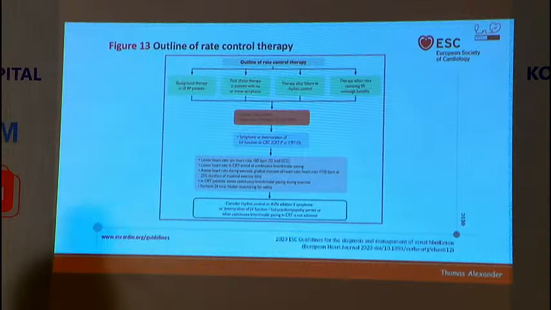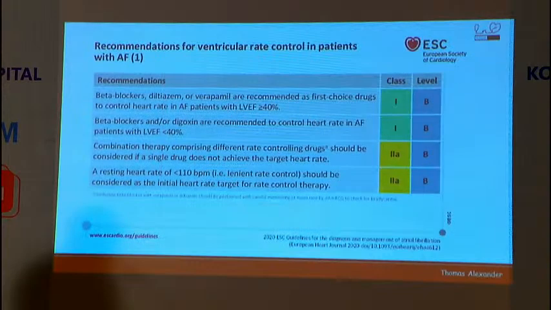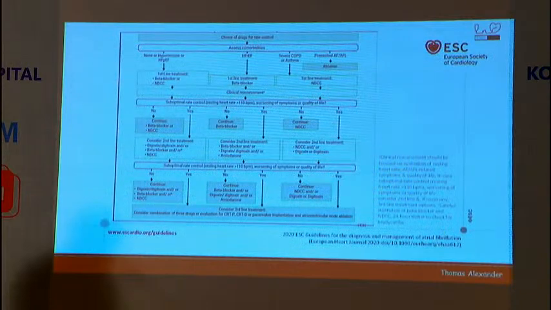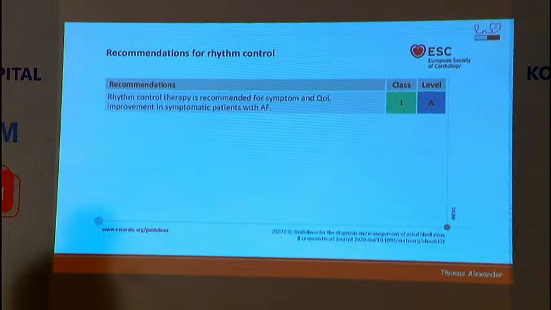So there are 2 limits that we need to remember. The benign limit is less than 110 per minute, and if they're still symptomatic at that, you would want to bring them to less than 80 per minute. The drugs of choice are, of course, beta blockers, diltiazem, verapamil, digoxin, and in some situations, you would look at amiodarone.